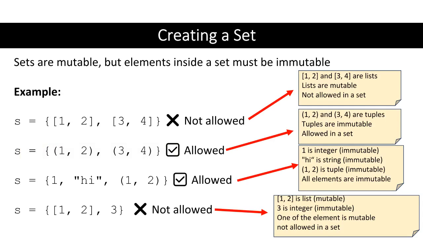Let's analyze valid and invalid cases. S equals {[1, 2], 3, 4}, error, lists are mutable, so they cannot be elements of a set. S equals {(1, 2), 3, 4}, valid, tuples are immutable, so they are allowed. S equals {1, 'hi', (1, 2)}, valid, all elements are immutable. S equals {1, 2, [3]}, error, because one element is a list. So the rule: every element inside a set must be immutable.